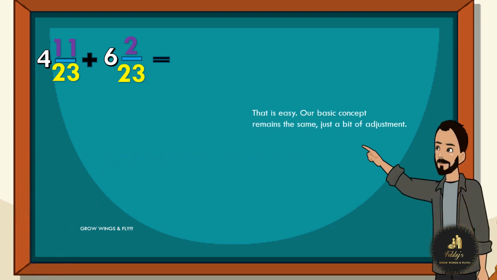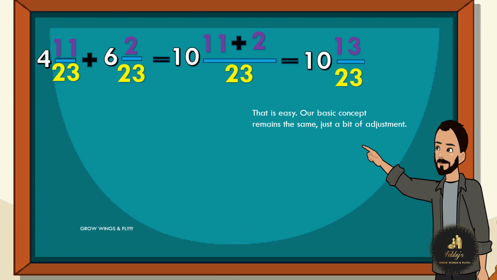That is easy. The concept remains the same, Angel. We just need to adjust a bit. Now, do you see those two whole numbers which are given in white? So you simply add them first. So I get 10. So 4 add 6 is 10. And then I simply go ahead and add the numerators, keeping the denominator the same because they are like fractions. So my end result is going to be 10 13 over 23.